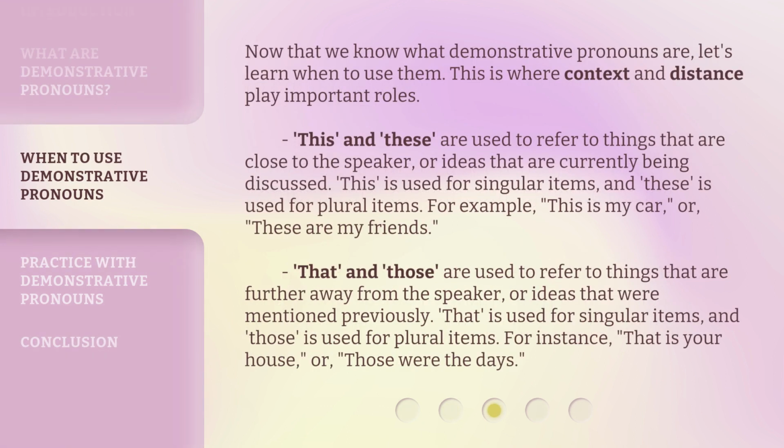Now that we know what demonstrative pronouns are, let's learn when to use them. This is where context and distance play important roles. This and these are used to refer to things that are close to the speaker or ideas that are currently being discussed. This is used for singular items, and these is used for plural items. For example, "This is my car," or "These are my friends."